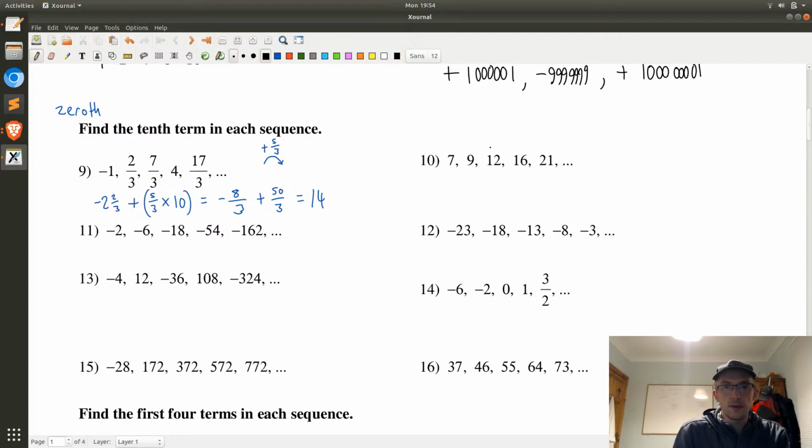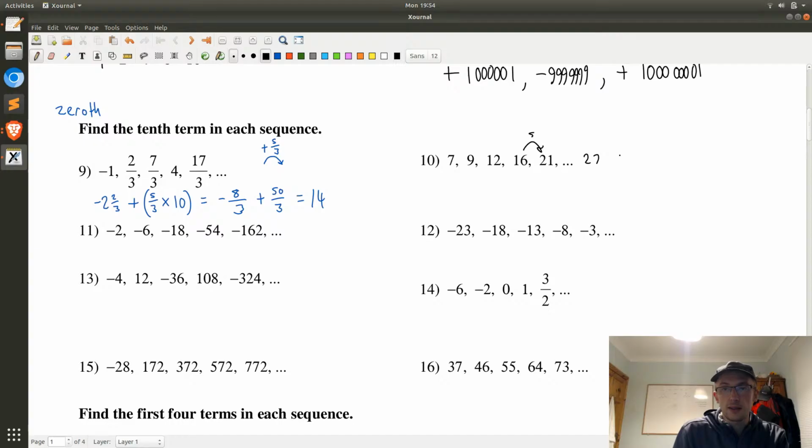Next, we have 7, 9, 12, 16, 21. No idea. So let's see. Gap of 2, gap of 3, gap 4, gap 5. I understand. You know, in this case, it would actually just be quicker to count up and make sure that you do it right, of course. So add on 6 and we get to 27.